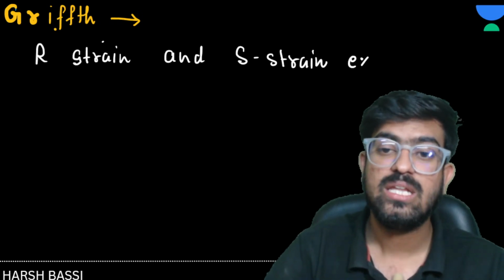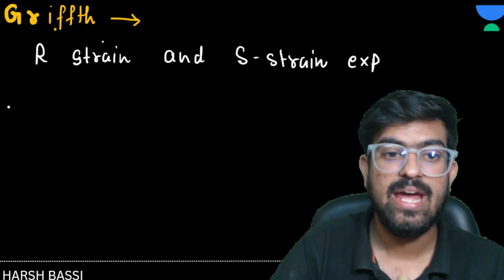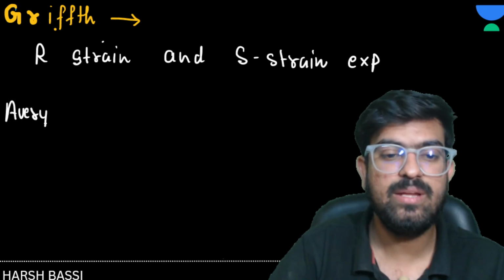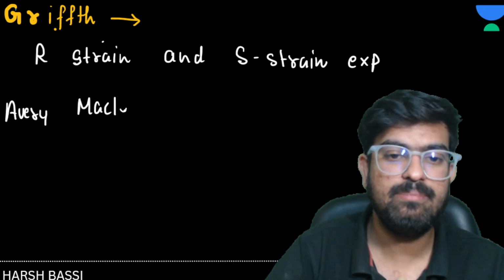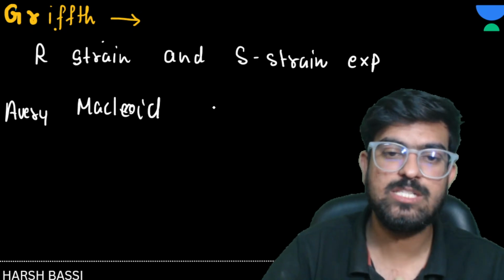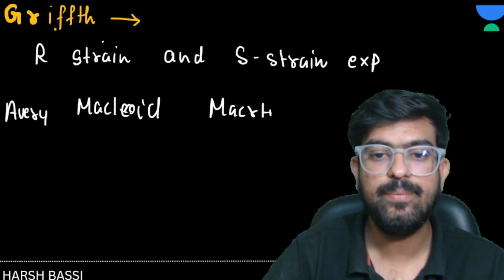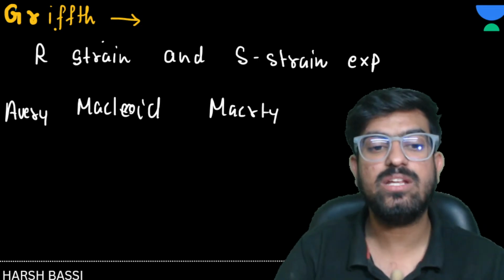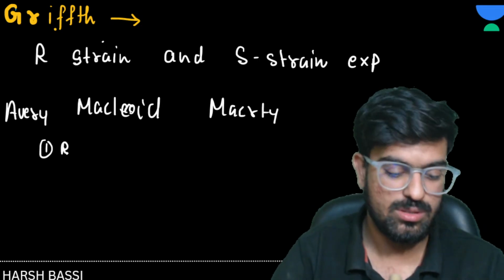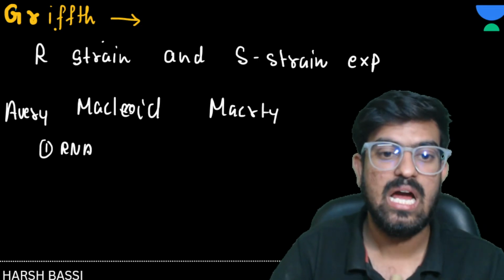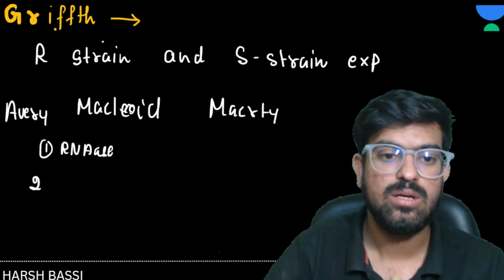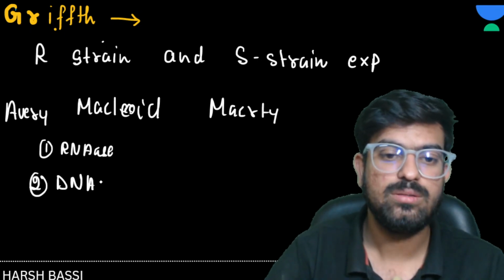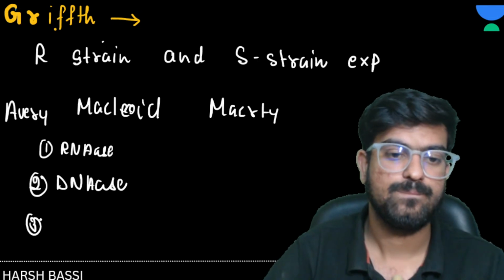Then what? Then came Avery, McLeod and McCarty experiment. Yes or no? What they did? इन्होंने क्या किया था? 3 एंजाइम यूज किया था, RNase, DNase and what? And protease. Yes or no?